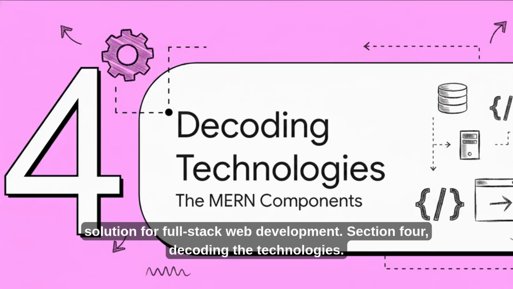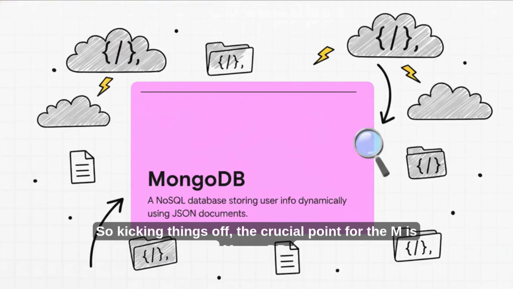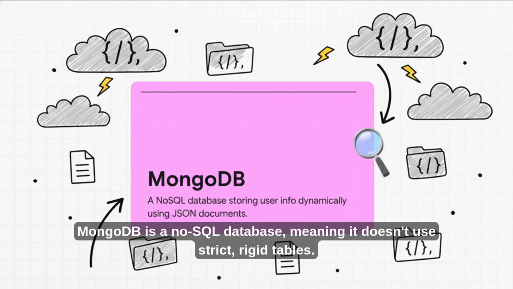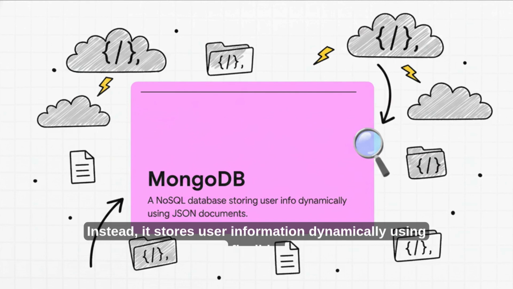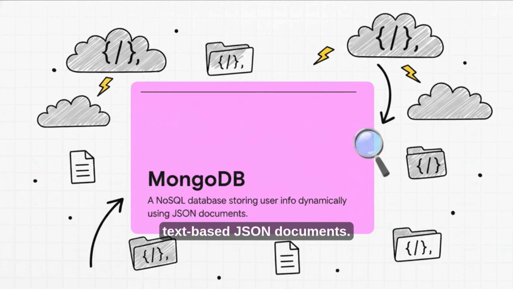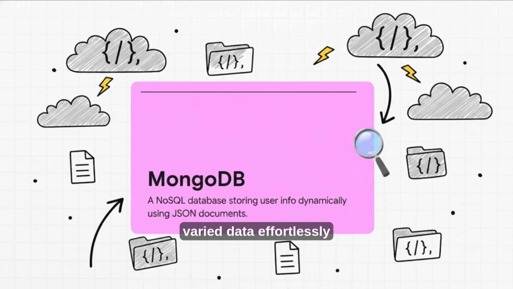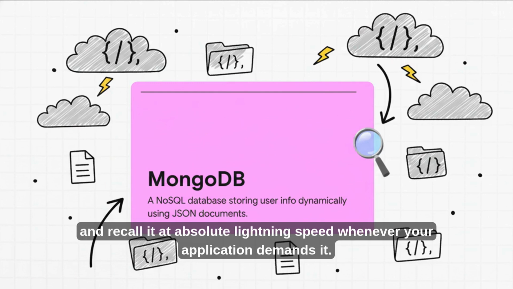Section 4, decoding the technologies. So, kicking things off, the crucial point for the M is MongoDB. This functions as a high-speed cloud database. Now, unlike traditional databases, MongoDB is a NoSQL database, meaning it doesn't use strict, rigid tables. Instead, it stores user information dynamically using flexible text-based JSON documents. Because of this, it can handle massive collections of complex, varied data effortlessly and recall it at absolute lightning speed whenever your application demands it.